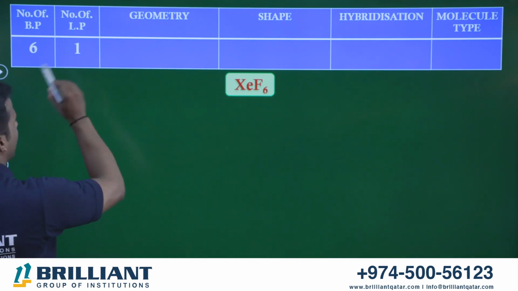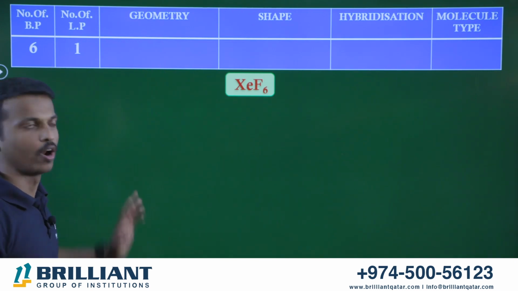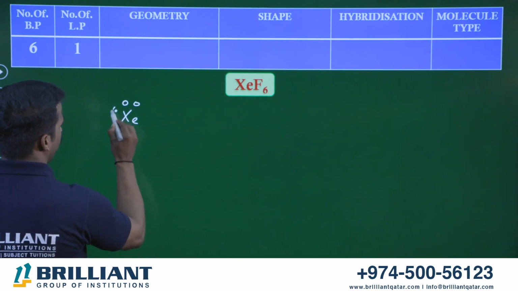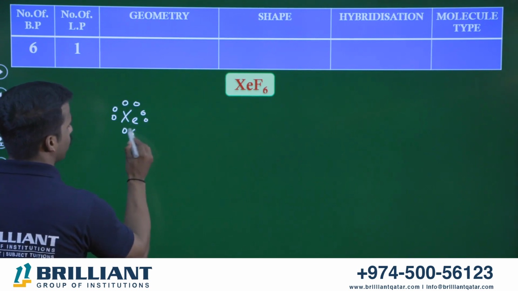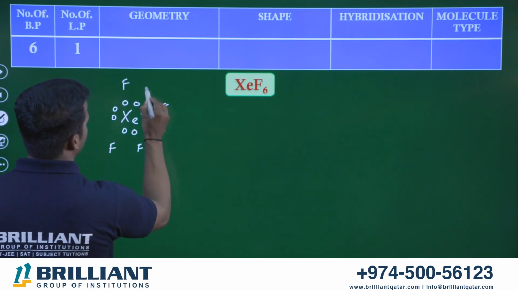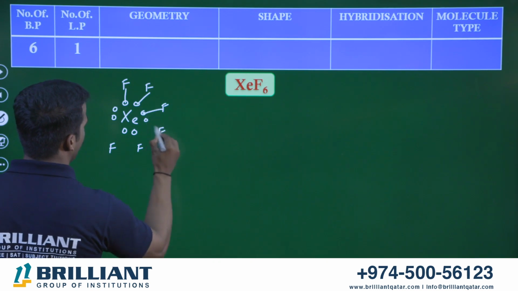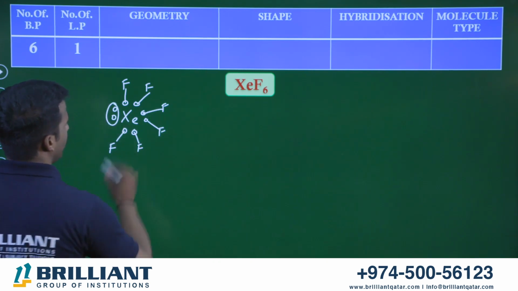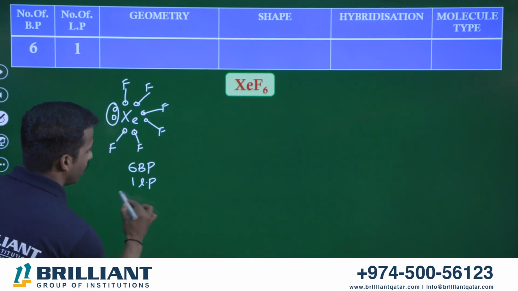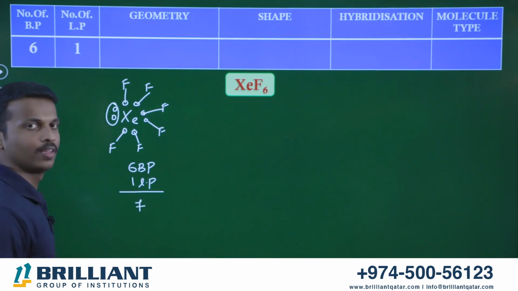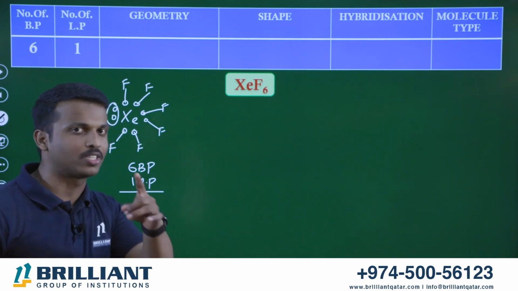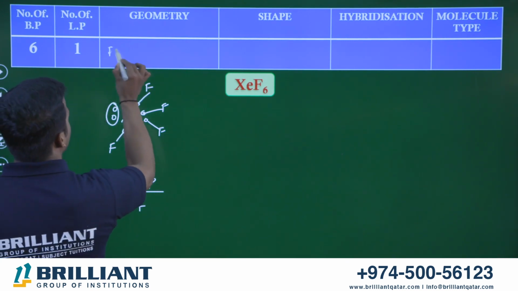6 bond pairs, second last one. 6 bond pairs, 1 lone pair. XeF6. Central atom xenon. Xenon is a noble gas, so 8 valence electrons. It is surrounded by 6 fluorine atoms. Each fluorine needs 1 electron. Okay, so how many bond pairs? 6 bond pairs, 1 lone pair. Take the sum, total 7. Sum of bond pairs and lone pairs 7 means we discuss the structure.